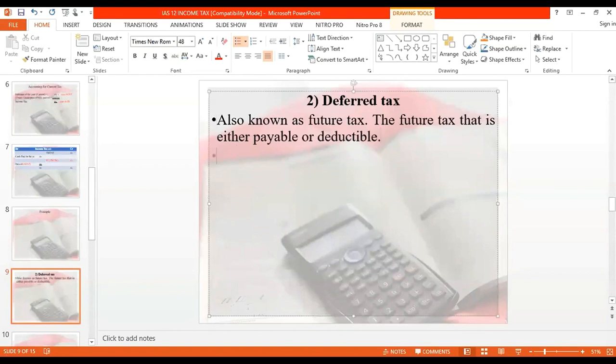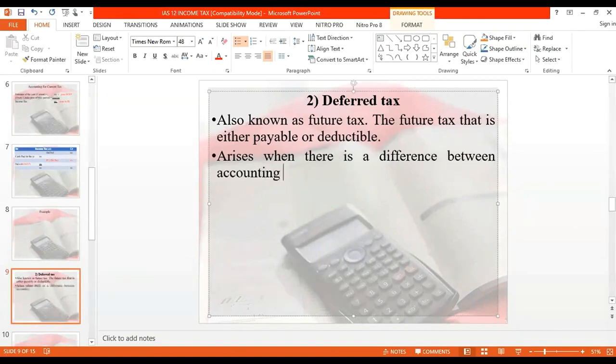So let's continue. Now, there are some small things. The deferred tax normally arises when there is a difference between accounting profit and taxable profit.